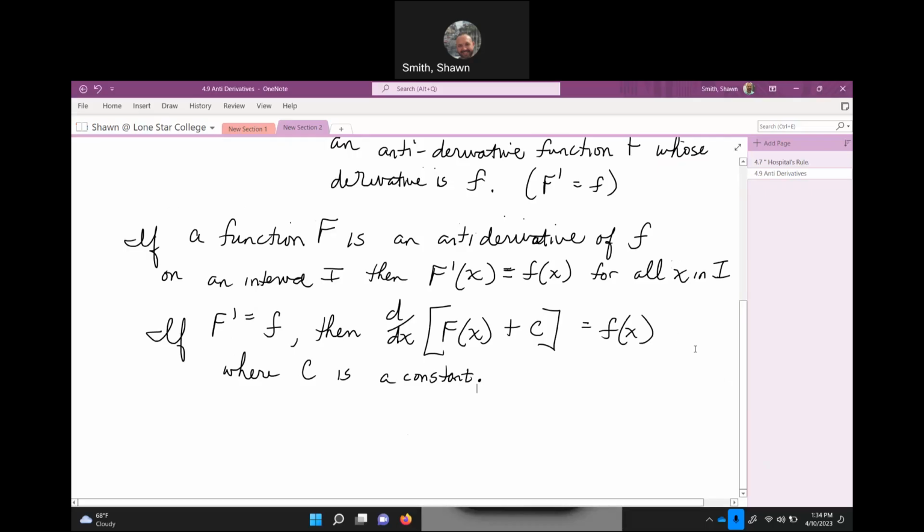All right, so here's some examples. Let's go in reverse. f of x is equal to 3x squared. What is F, the antiderivative? I'm looking for some function whose derivative is 3x squared.